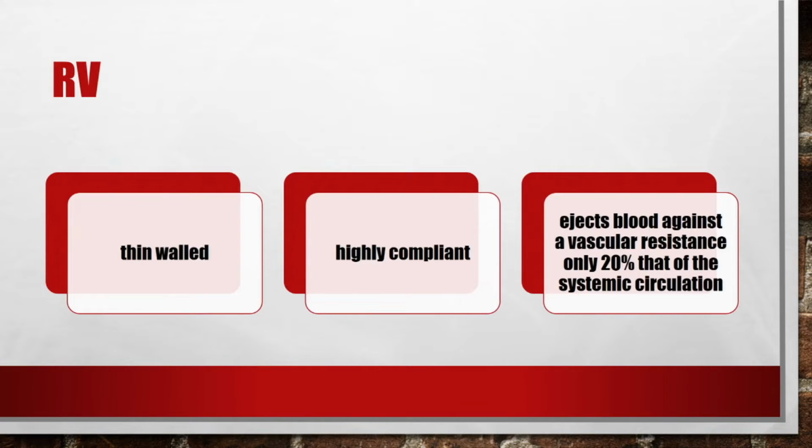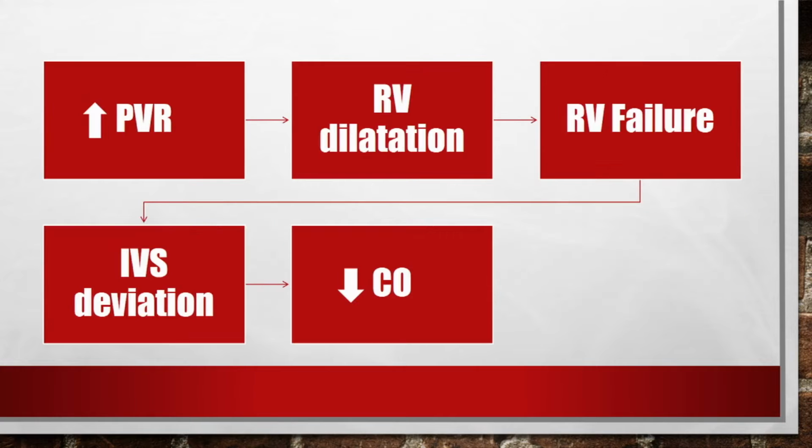So RV being a very thin-walled structure, highly compliant, it only ejects blood against a vascular resistance of 20% compared to that of systemic circulation. So it is more vulnerable compared to LV, especially during intubation.